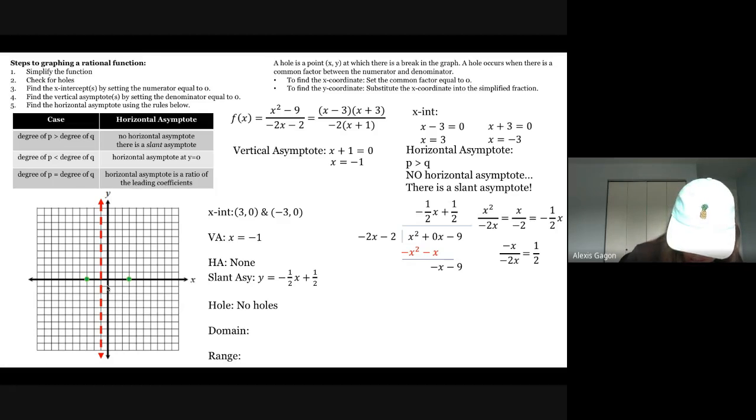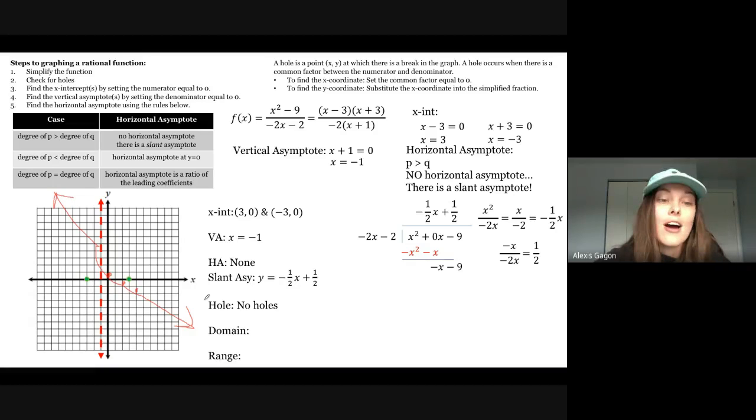So our y-intercept is at 1/2 right there. And then our slope is negative 1/2, so that means I go down 1/2. Down 1/2. And this right here would be, whoops, that's really bad, that would be our slant asymptote. So let's just pretend that I did this right.